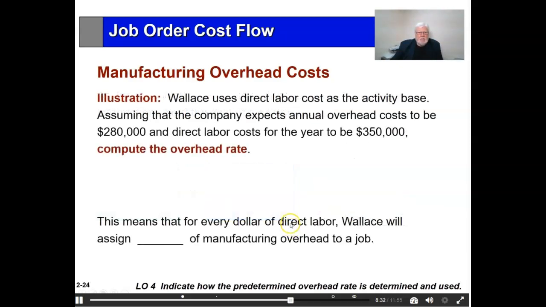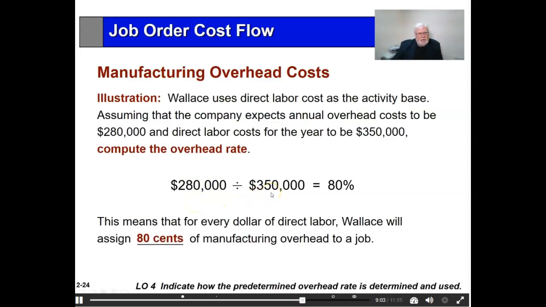Best with an example here. Wallace uses direct labor cost as the activity base. So there's your activity base, direct labor costs. They expect the annual overhead budget to be $280 and the annual direct labor cost for the year to be $350. So therefore, for every $1 of labor costs incurred, they're going to assign 80 cents to cover the overhead. And that's how they assign it.